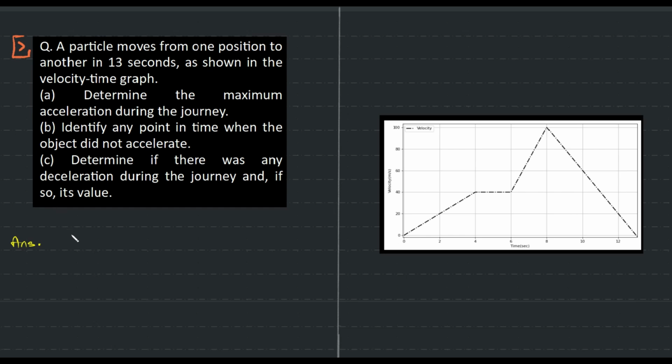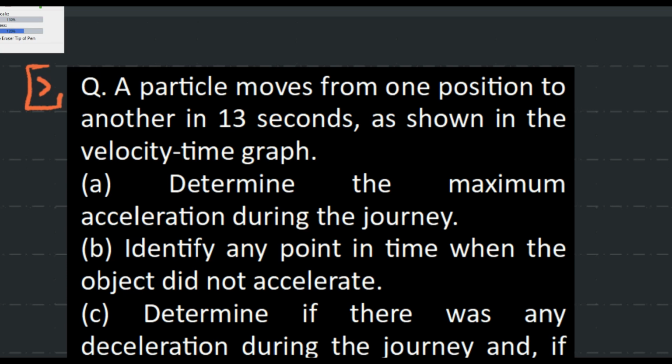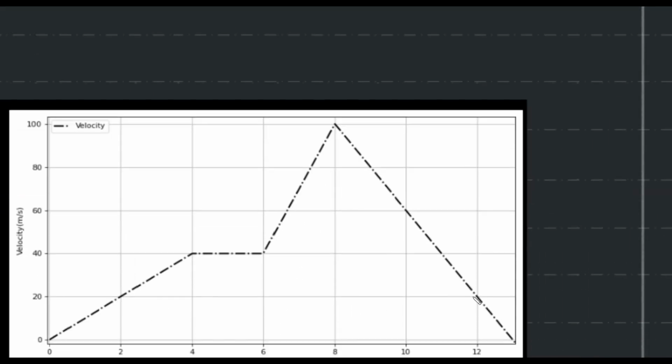So there's a lot of questions being asked. We'll go sub question by sub question. Determine the maximum acceleration during the journey. Okay, I will zoom in for you guys. I'm sure you will not be able to see this graph properly.